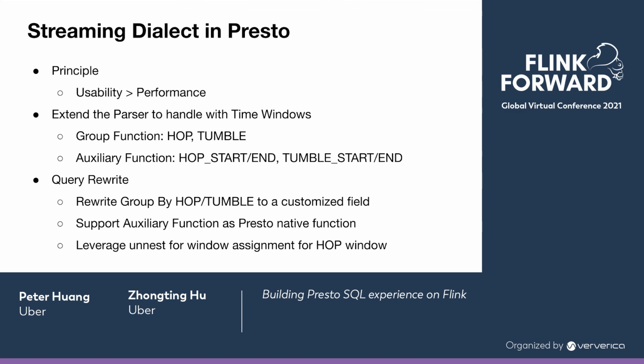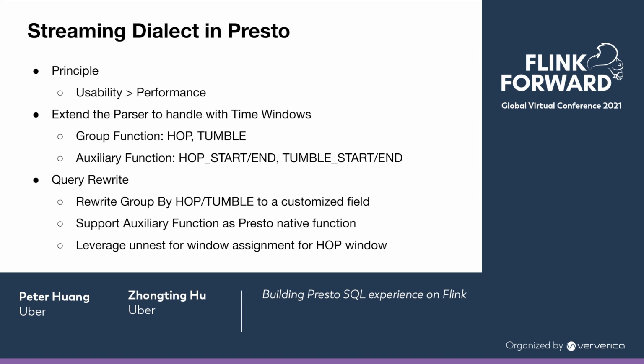So when we think about how we can support this, the principle is we generally want to support this SQL dialect in Presto by not considering too much about performance. We want to make sure those queries are runnable, which we call usability, in order to make sure users can interactively get some results and do debugging, but not performance. So when we look at this, we also want to extend our parsers to handle these window functions. For example, the hop window, tumbling window, and the start and end functions.